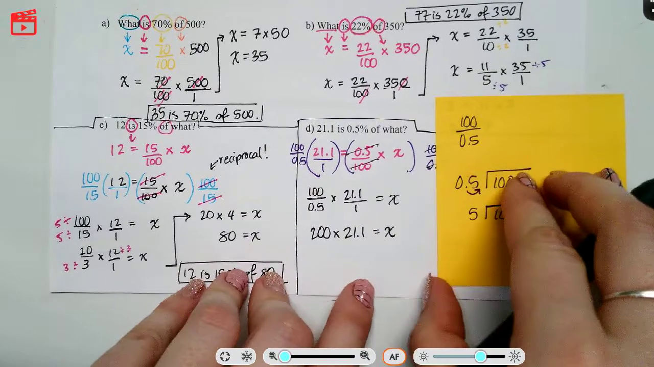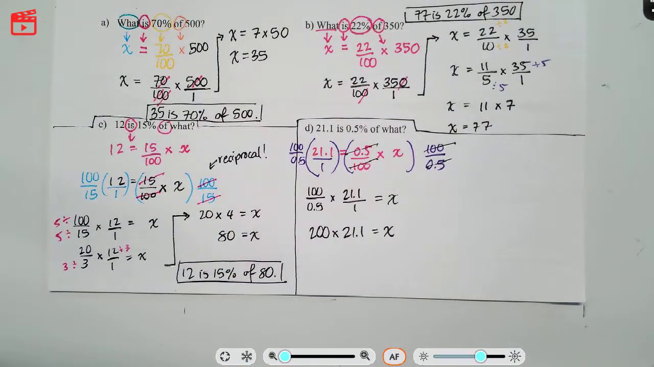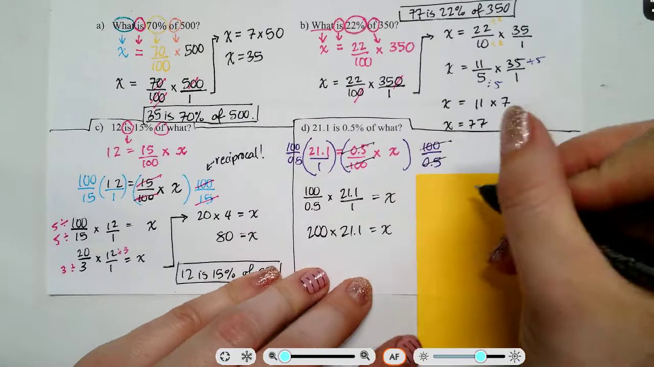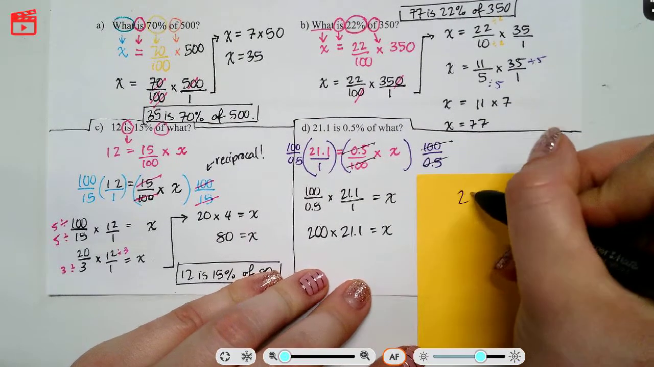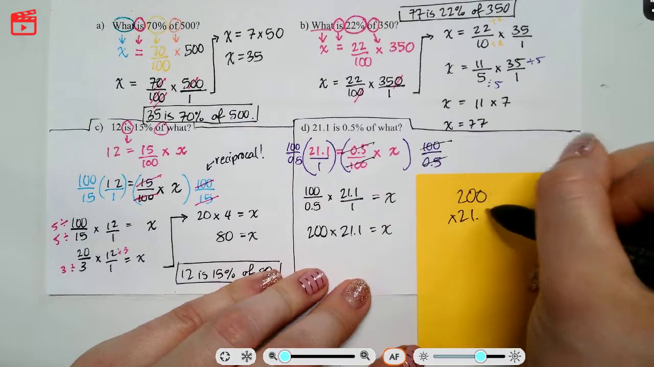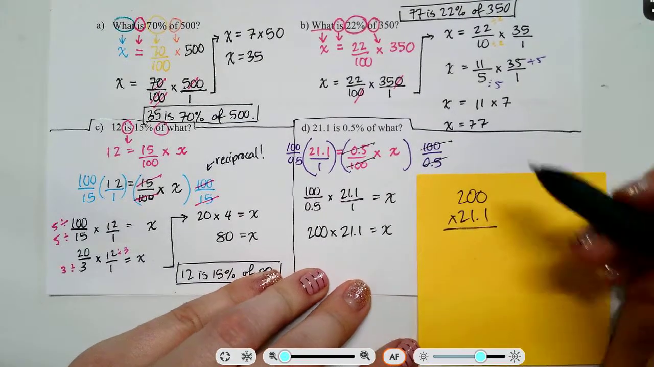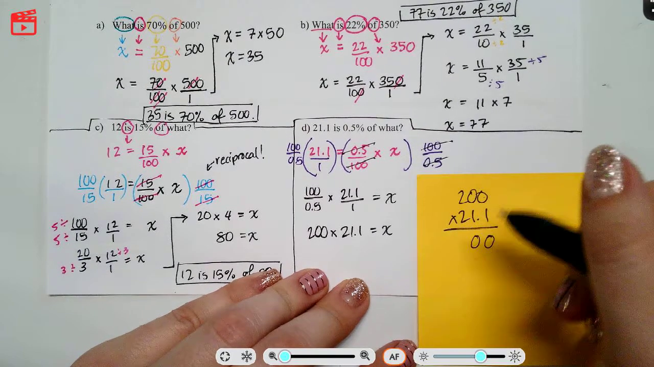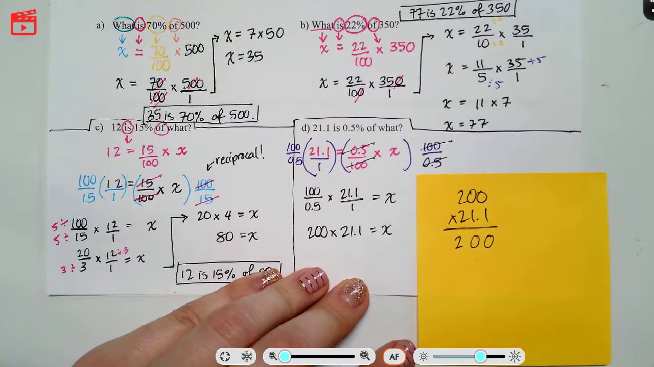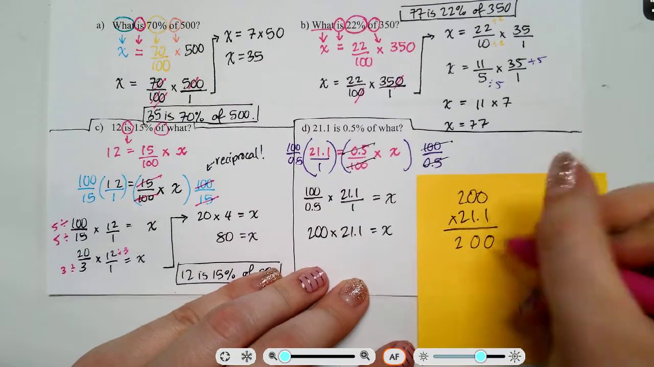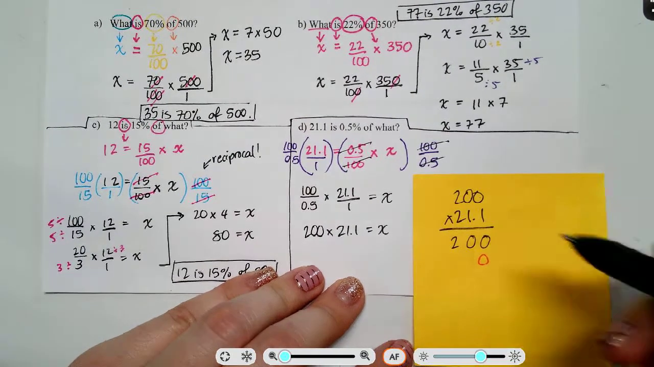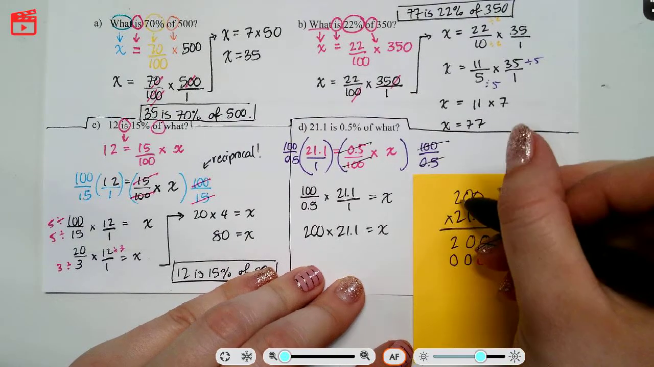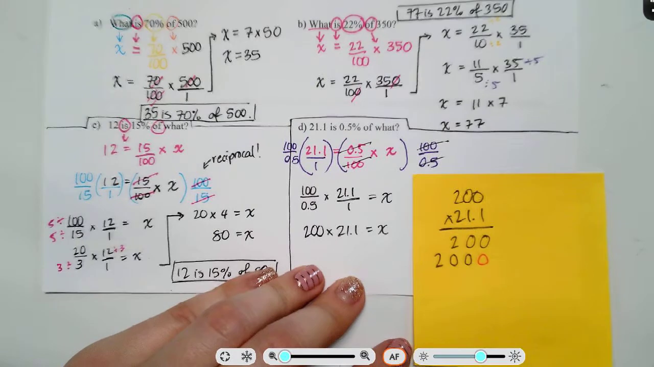And last, what we're going to do, bring out the other sticky notes. Let's go ahead and do that multiplication. All right, let's see. 200 times 21.1. Here we go. We got cycles to go. 1 times 0, 0. 1 times 0, 0. 1 times 2, 2. That's it for that cycle. Bring in the 0. Next cycle. 1 times 0, 0. 1 times 0, 0. 1 times 2, 2. All right, so that was it for that cycle.